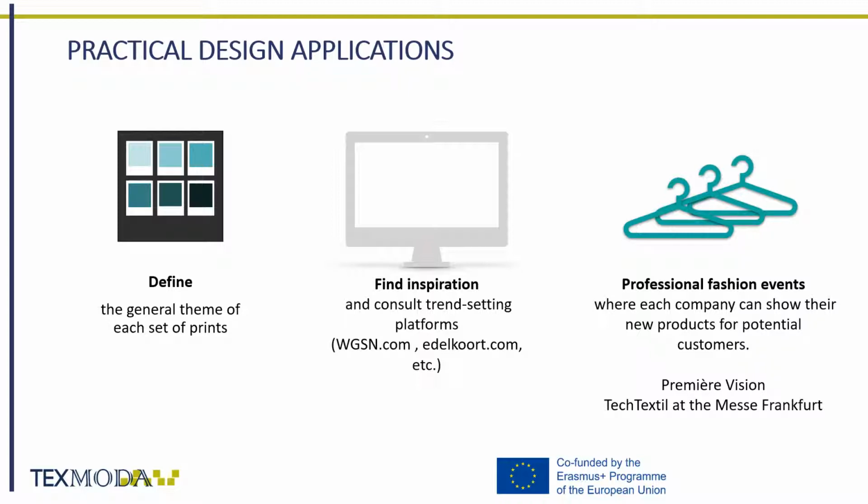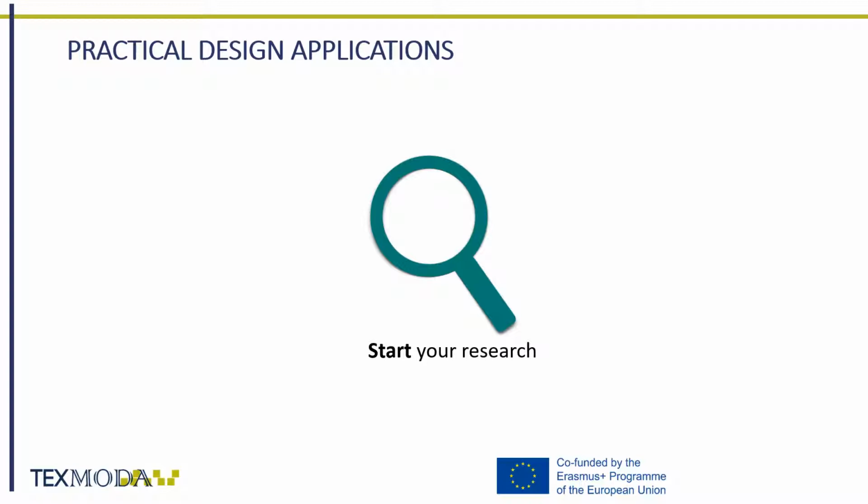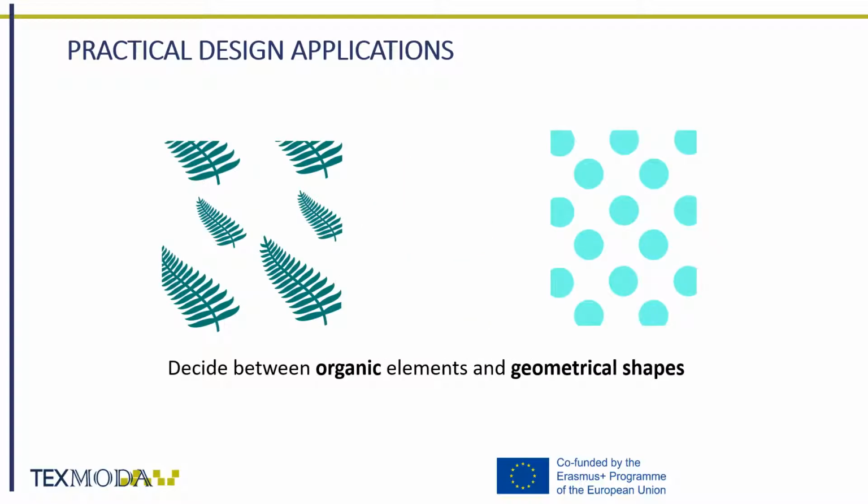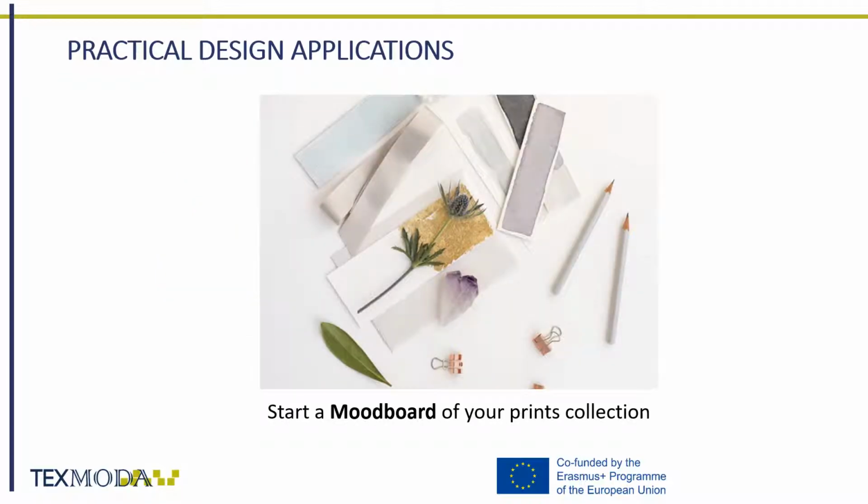products for potential customers. Now, it's time to start your research based on the chosen theme, starting with shapes and colors. For the shapes, you may have to decide between organic elements and or geometrical shapes. In each case, the choice you make should reflect the theme and concept of your collection. Therefore, and as in every design process, start a mood board of your prints collection, adding images, shapes, fabrics, colors, and inspiration elements that contribute to your design process.